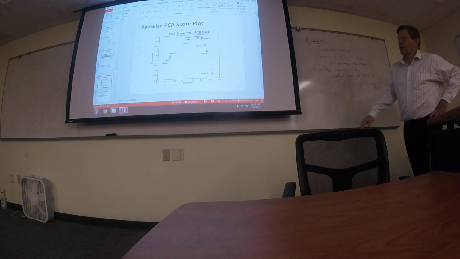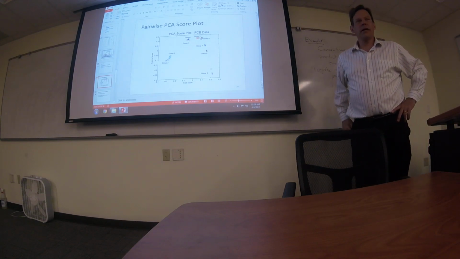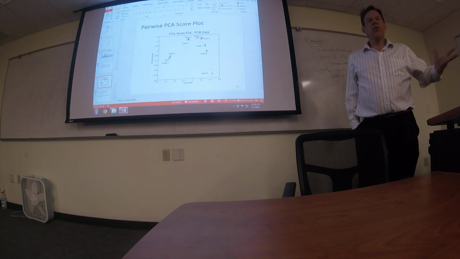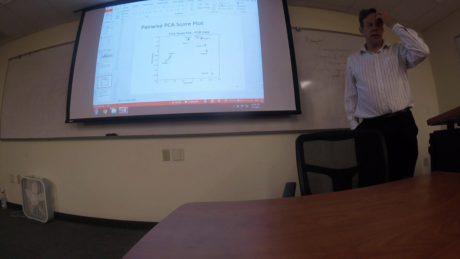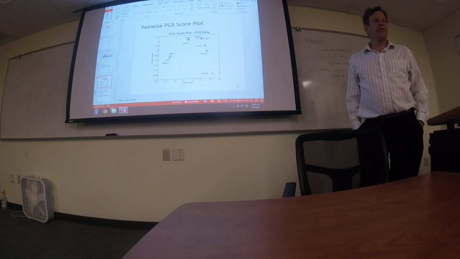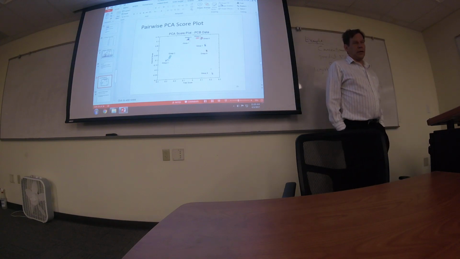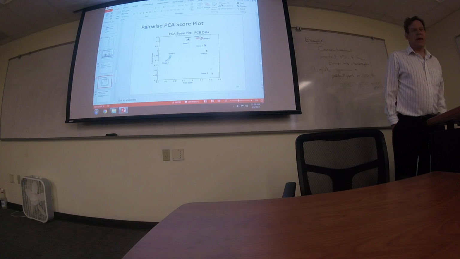So here's another way of looking, and I don't think I showed you this plot yet, of looking at the 9 groups. We know that there are 9 groups in the data. The question is, are the 9 groups different from each other? Well, principal components is one way to make a plot.